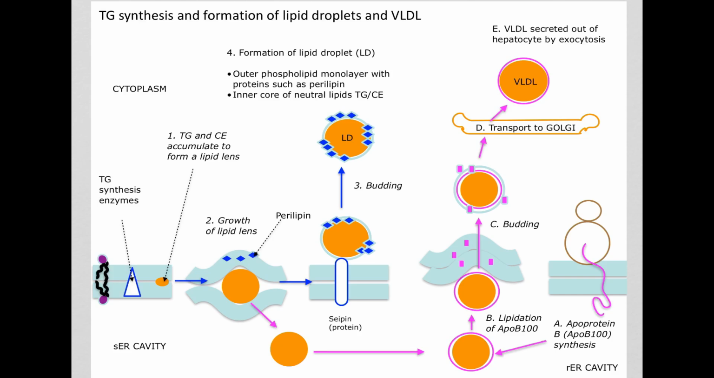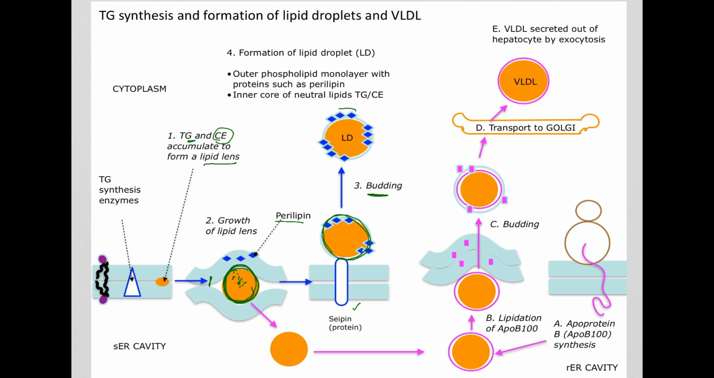As more and more of these triglycerides and other hydrophobic lipids like cholesterol esters are synthesized, they accumulate and form what is called a lipid lens in the smooth endoplasmic reticulum membrane. So you can see these newly synthesized triglycerides as well as cholesterol esters accumulate and form this sort of droplet. With the help of proteins such as perilipin and several other proteins, the lipid droplets will bud off from the SER membrane.